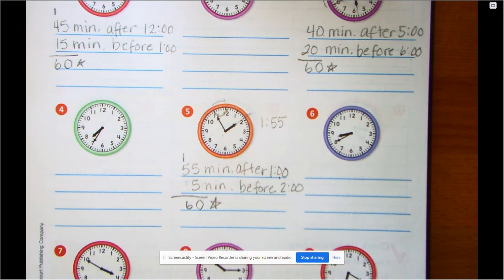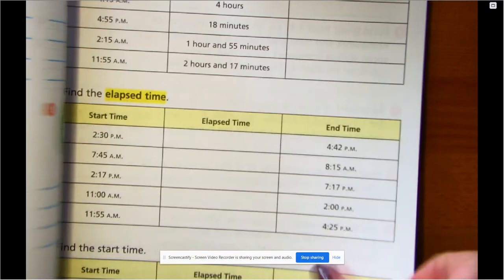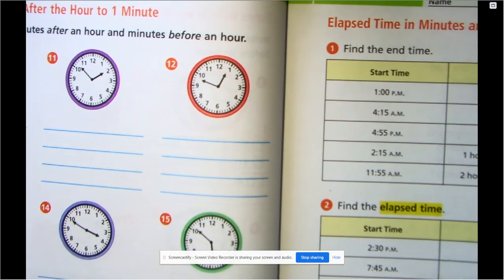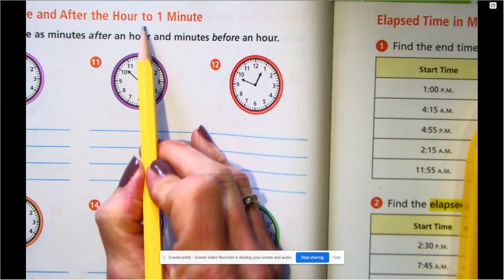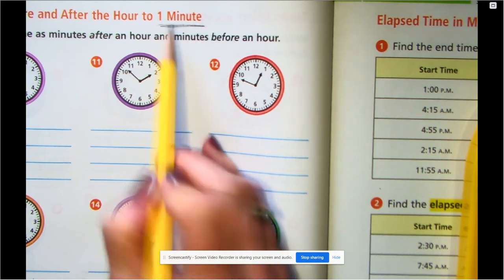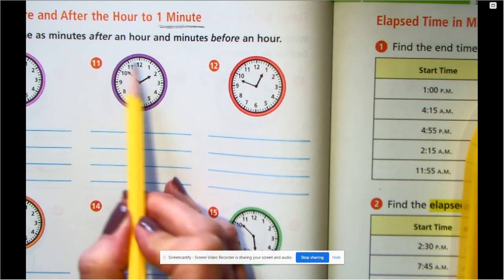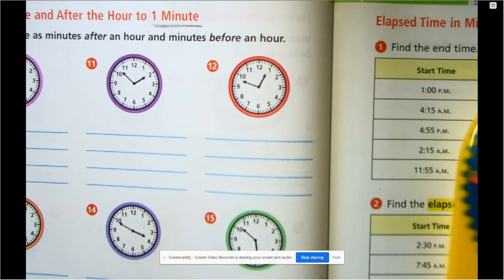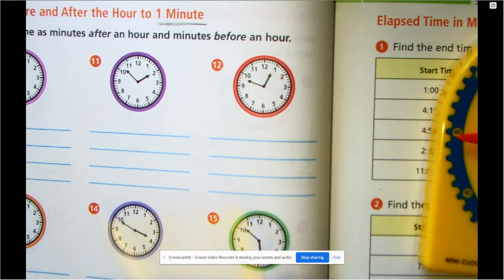60 minutes altogether. Okay, we're going to flip to the back, page 270, and we're going to do the same thing, except I want you to be looking at these clocks, because these clocks are telling time before and after using 1 minute chunks, so 1 minute hops. So these are going to be in between on those little tiny tick marks. I'll use my anti-clock to help so we can see a little bit better. Okay, and we'll do 3 of them back here.